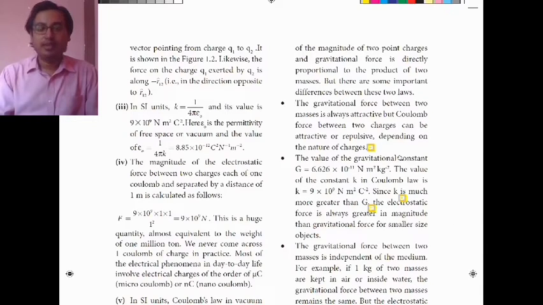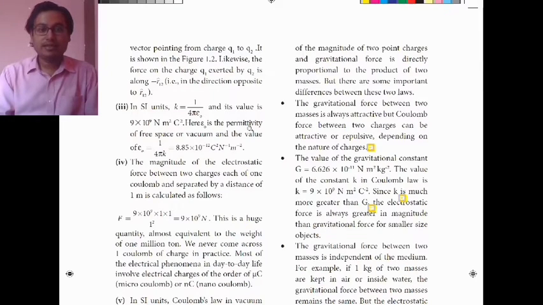The other aspect of Coulomb's law is that the line joining the charged particles will be the direction of the force acting between them. Another aspect, in SI unit, K is equal to 1 by 4 pi epsilon naught and its value is 9 into 10 to the power 9 Newton meter square per Coulomb square.